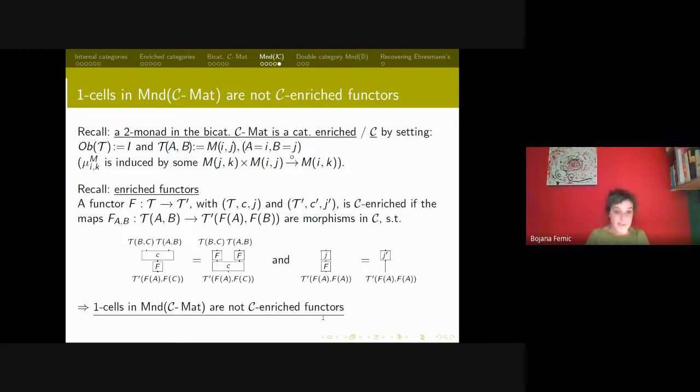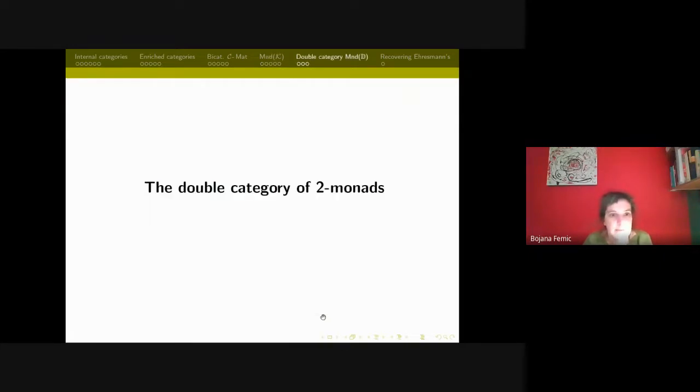Whereas zero cells in the two category of monads are C-enriched categories. So this two category of monads is not a good candidate for our purpose to recover Ehresmann's result. So now we come to the last topic of today's talk, which will resolve this problem of recovering Ehresmann's result.